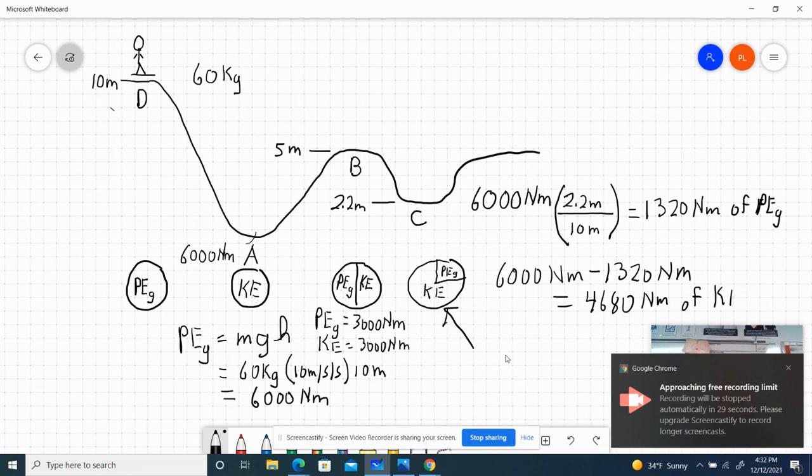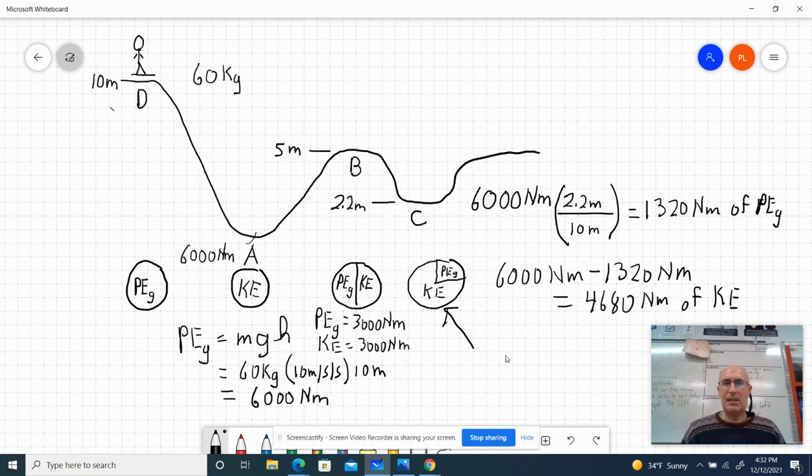So you can see we can find out how much kinetic energy and potential energy there are at each spot in this roller coaster ride or this skateboard ride just by using the gravitational potential energy that we have at the very start.